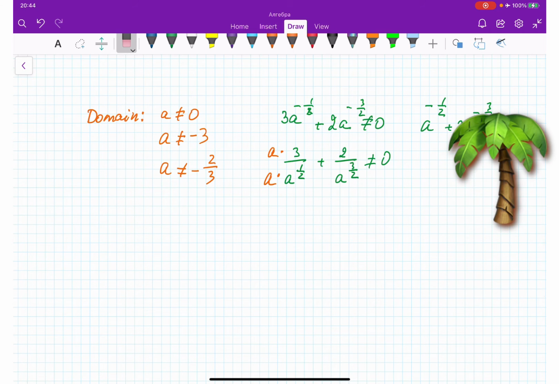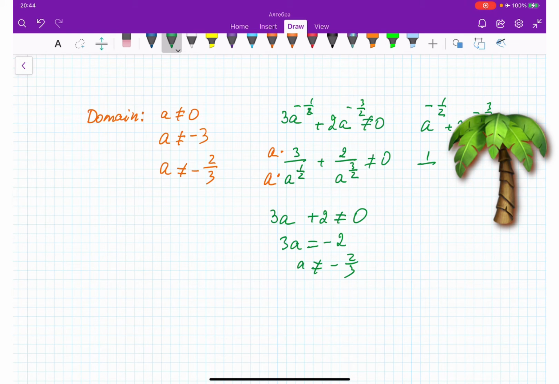And we are getting here 3a. Well, I can drop this denominator because they are equal, plus 2 cannot be equal 0, right? And 3a cannot be equal negative 2. a cannot be equal negative 2/3. The same way you can solve the second one.